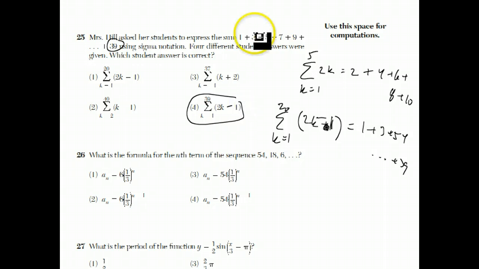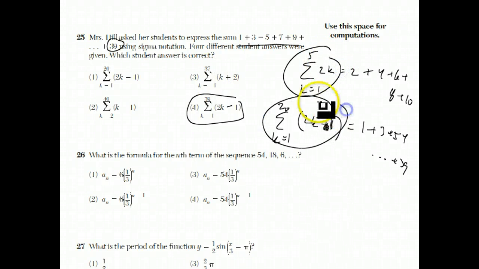Now, going backwards, like taking something like this and turning it into a formula like this, is a lot harder than going forwards. That's why you could also have done this question by testing the answer choices. For instance, if you wanted to check answer choice number 2, you'd plug 2 into this formula, 2 minus 1 is 1. Then you plug 3 in for k, and you get 3 minus 1 is 2. You'd see that this is wrong. It's not 1 plus 3 plus 5.